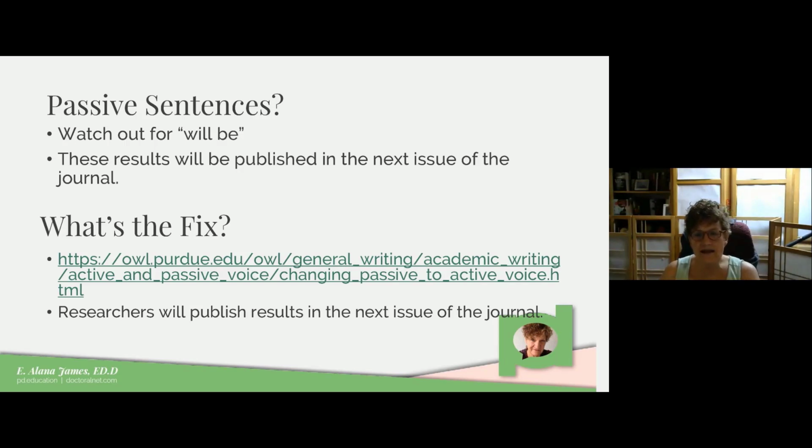Let's see about this. So, passive sentences. These results will be published in the next issue of the journal. What's the fix? That's a great link if you have any problems with passive. It's the OWL, and if you don't know the OWL at Purdue, they are a very good writing source. Researchers will publish results in the next journal. So what do you do with passive? Generally, you have to look at who is the doer and move that to the front of the sentence, and then you can get a more active verb. But passive sentences, and anthropomorphism, are the two challenges that writing centers will say they find the most in first draft doctoral work.